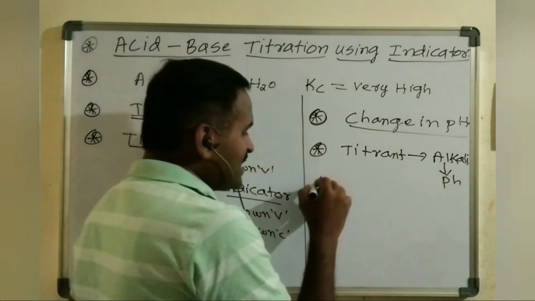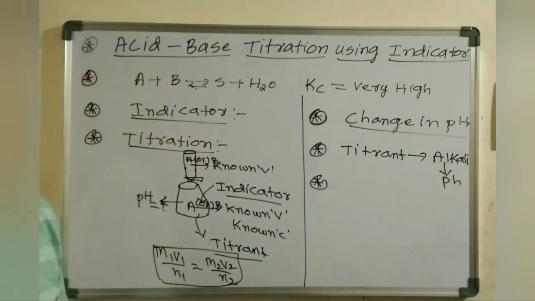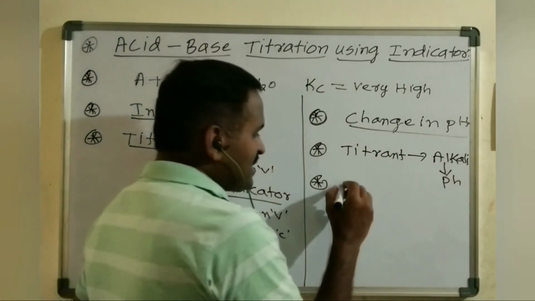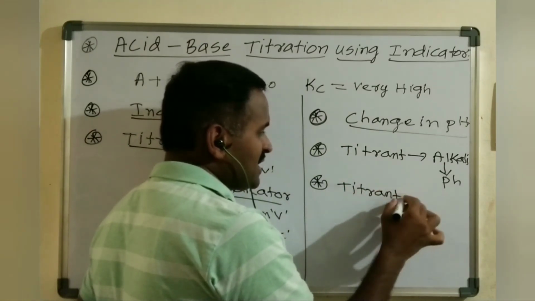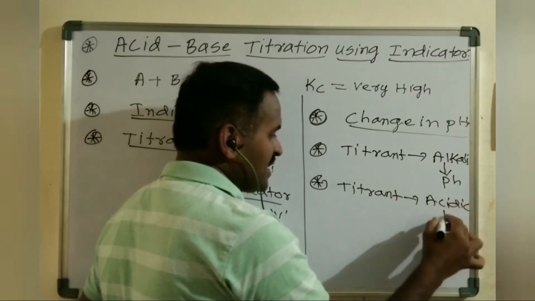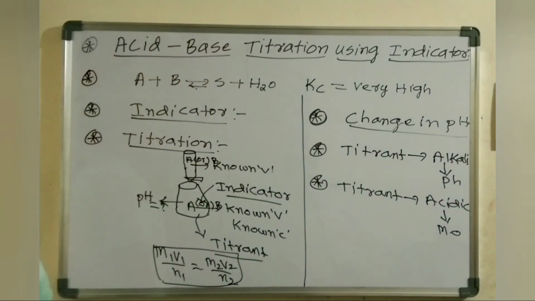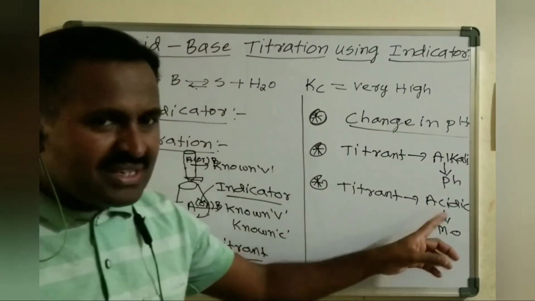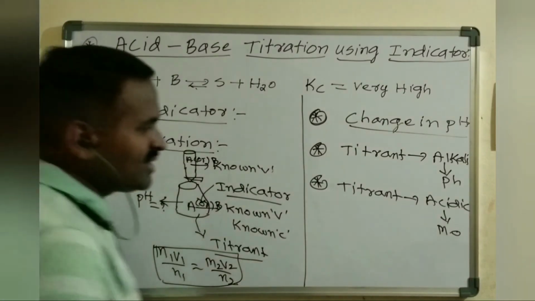Why? Because phenolphthalein is a weak organic acid. And if the titrant is acidic in nature, then we use methyl orange as the indicator. Why? Because the titrant is acidic in nature and methyl orange is a weak organic base.